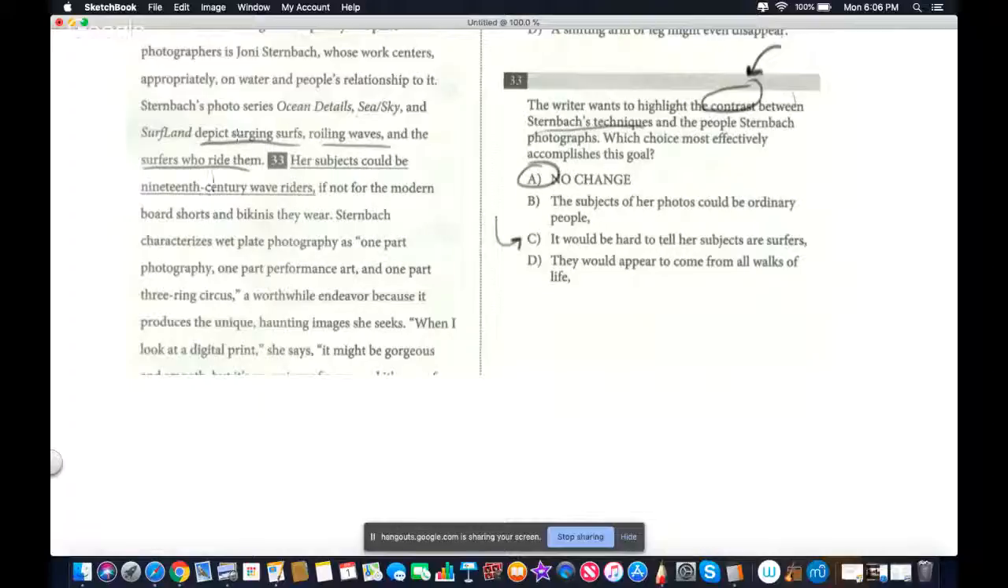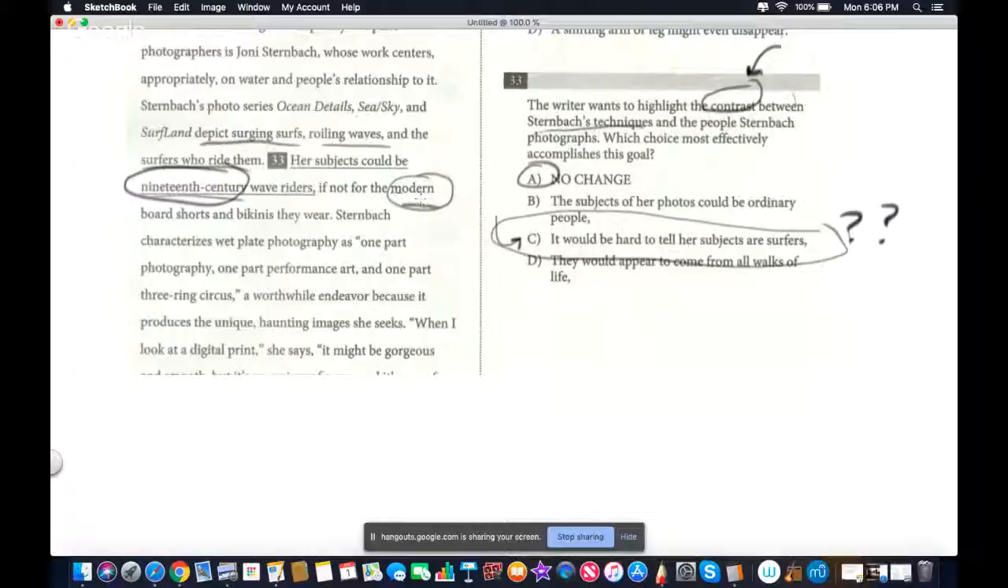By the way, no change is a great answer. It's not any less likely to be right just because it's no change. 19th century and modern. Really pay attention, they're asking for a contrast, and this gives a clear contrast. People will say, well, I really like how C sounds. It's like, yeah, but where's the contrast? Just because it's hard to tell that they're surfers doesn't really contrast with what they're wearing, right? So we want a strong contrast between the techniques and the people.